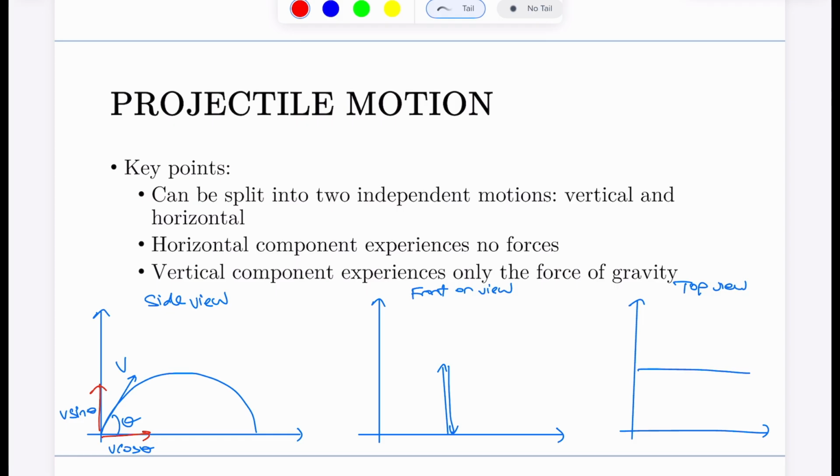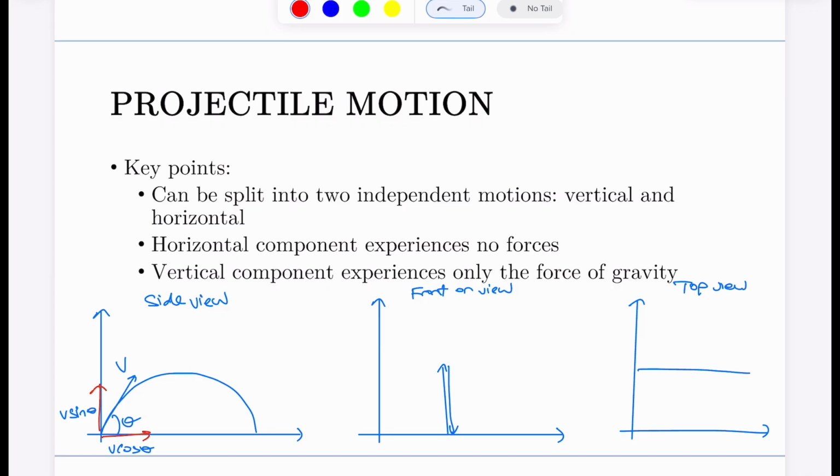And that's why if you throw a ball up, it goes up and slows down until it comes to a stop, because gravity is pushing against it as it's going up into the sky. And then once it's stopped, gravity pushes it down and the ball or object accelerates downwards until it hits the ground. So that's the basis of projectile motion, and hopefully that makes sense.